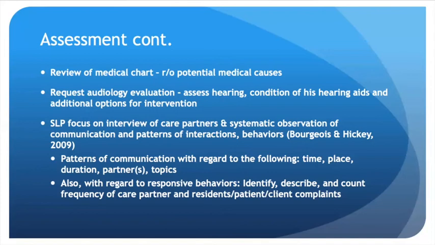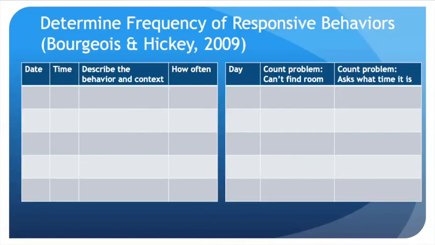And with respect to responsive behaviors, identify, describe, and count the frequency of the care partner and resident complaints. So see what are these abnormal behaviors and when are they happening? Why? Maybe try to get down to the root of the problem. Why are they having these issues? So here's a recording tool for determining the frequency of responsive behaviors. So you can describe the behavior and the context. You can count the problems, where it occurs, when it occurs, that sort of thing.